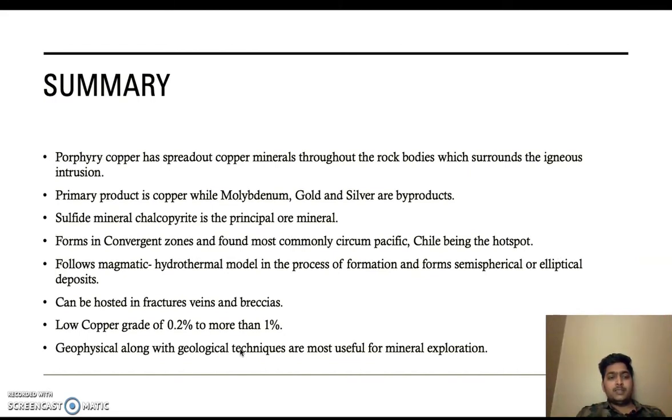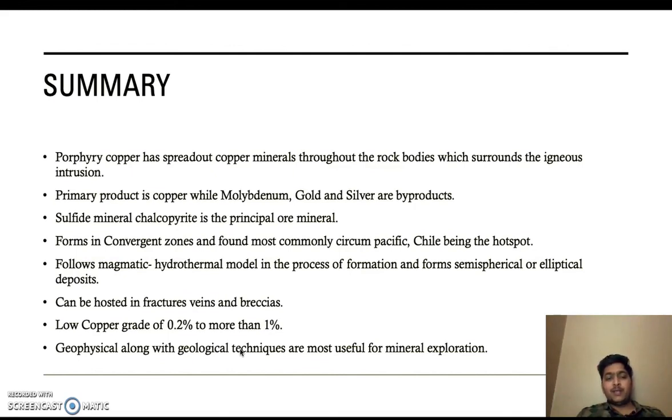To summarize the presentation, porphyry copper has spread out copper minerals throughout the rock bodies which surround the igneous intrusions. The primary product is copper, while molybdenum, gold and silver are byproducts. Among sulfide minerals, chalcopyrite is the principal ore mineral. It forms in convergence zones and is found most commonly in the circum-Pacific, Chile being a hotspot. It follows the magmatic hydrothermal model in the process of formation and forms semi-spherical or elliptical deposits.